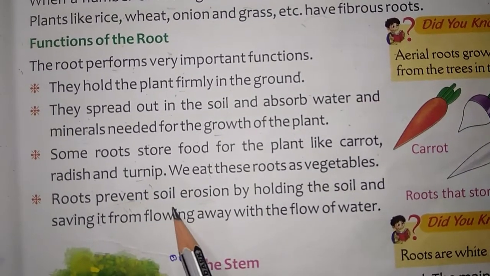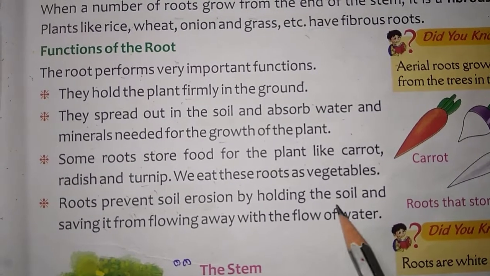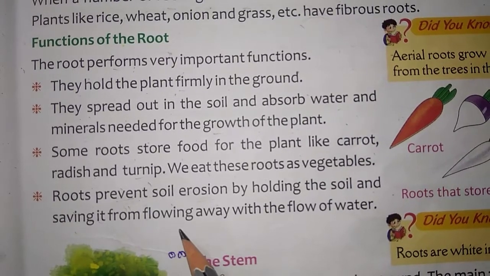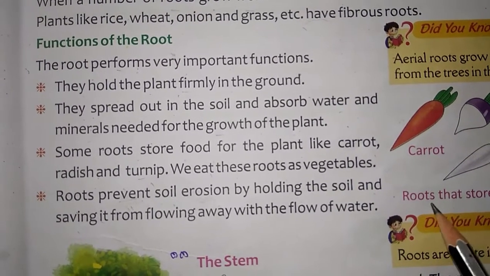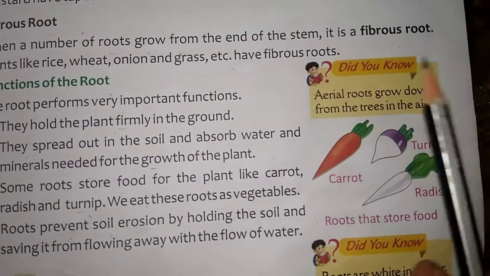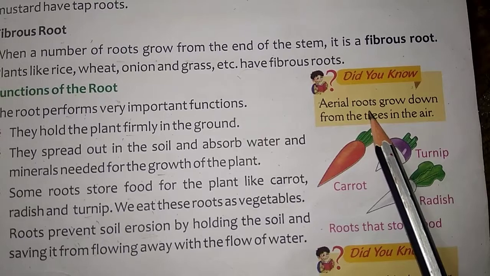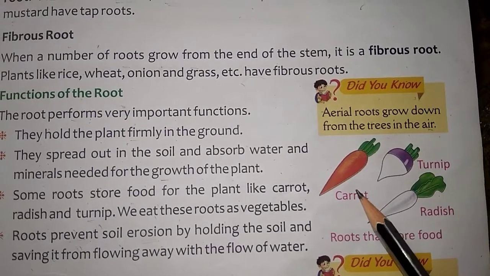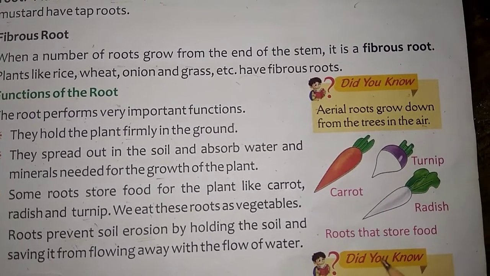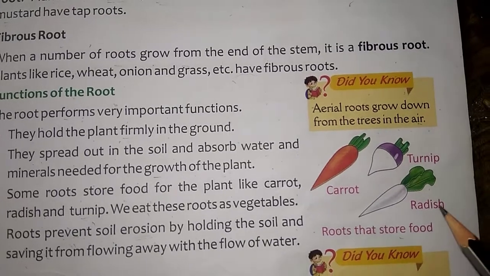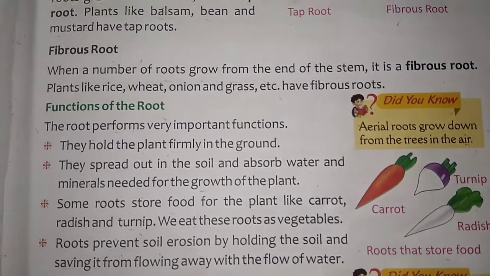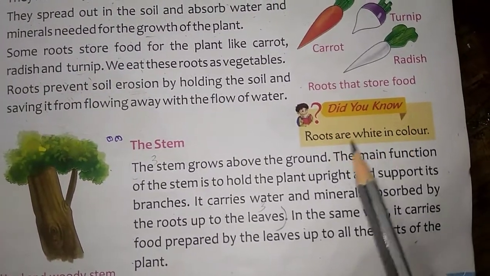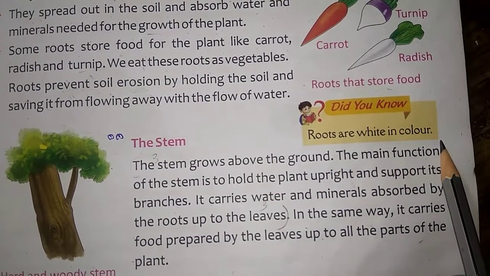Roots prevent soil erosion by holding the soil and saving it from flowing away with the flow of the water. Did you know aerial roots grow down from the trees in the air? This is a carrot, turnip, radish. Roots that store the food. Did you know roots are white in color?